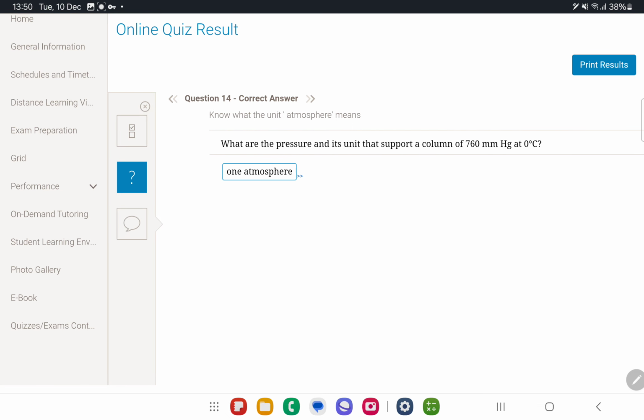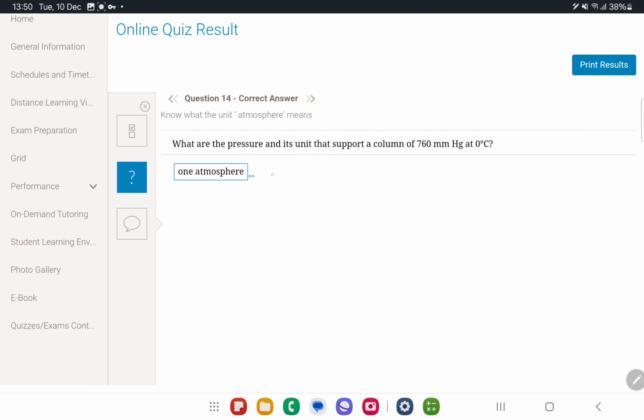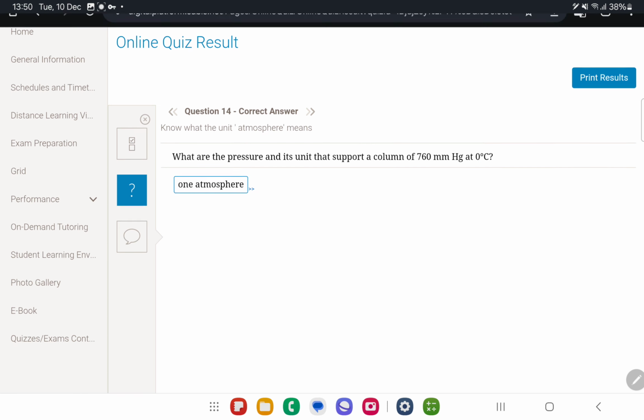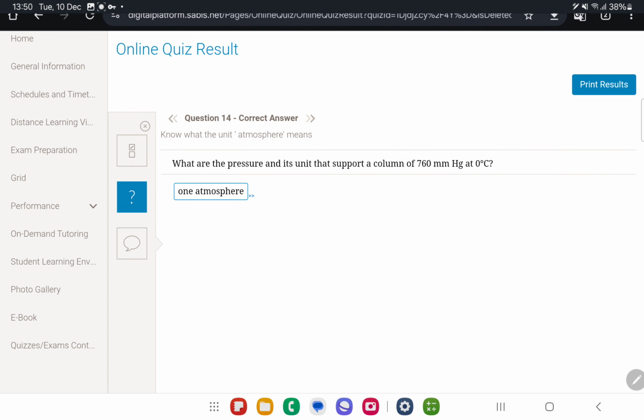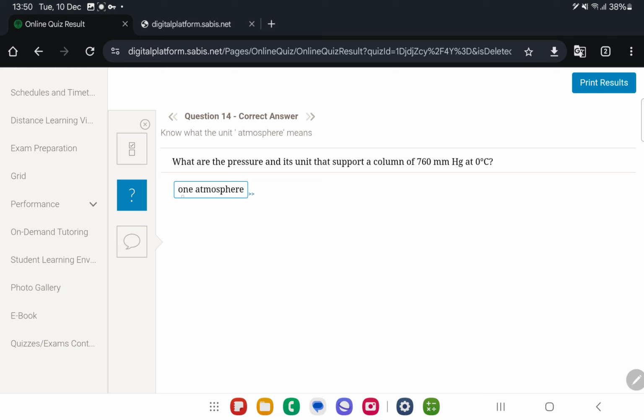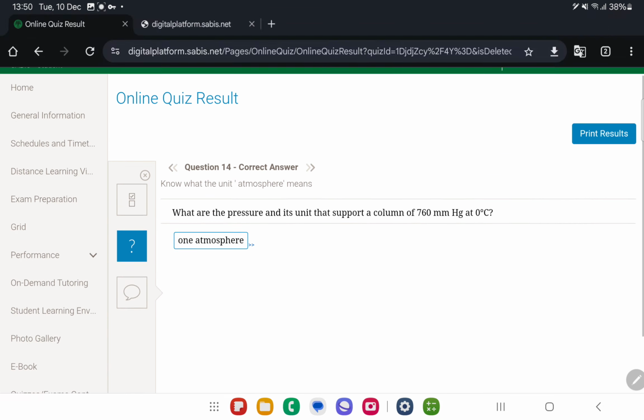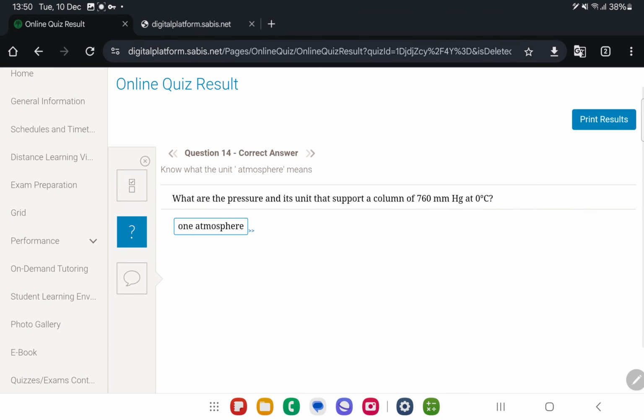Now question 14. What are the pressure and its unit that support a column of 760 at 0 Celsius? Remember, for STP, standard temperature and pressure, the conditions are 0 Celsius at 1 atmosphere. Got it? So remember, when you see pressure at 0 Celsius, it's always at 1 atmosphere. Again, this is something to memorize.